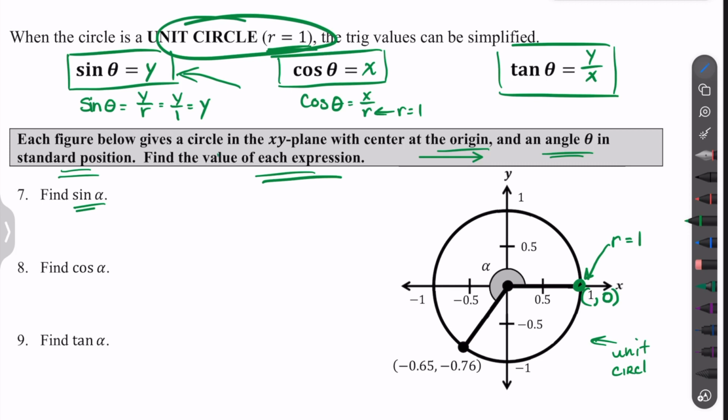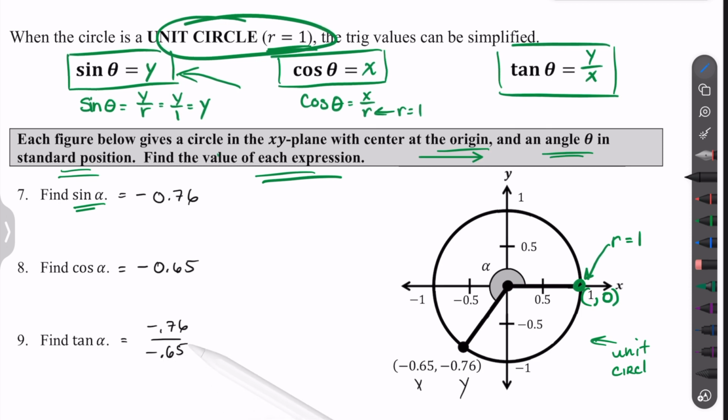For point P, let's look at our diagram here. Here's my initial side, and they've measured their angle alpha all the way around to there, and there's my x and y values. That's actually my sine and my cosine values, essentially. I don't have to do negative 0.76 over r, because my r is just 1, so it just jumps to the y value. So the sine of alpha is the y value here, negative 0.76. The cosine is just the x value, negative 0.65. And the tangent of alpha is the y value over the x value.